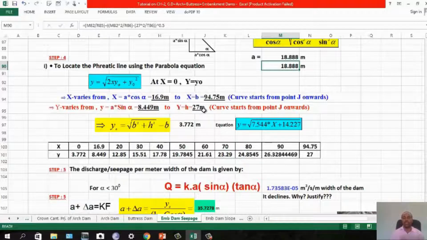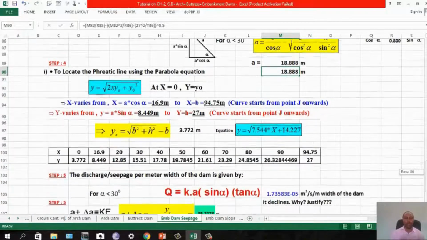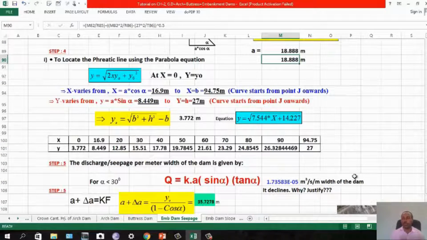So the curve starts from point J onwards. Similarly for vertical and for horizontal. You can calculate now the distance from the principal focus up to the directrix.